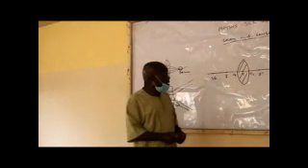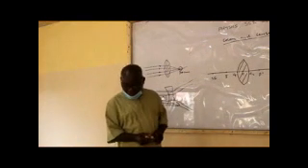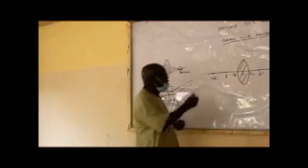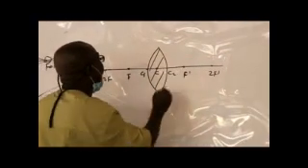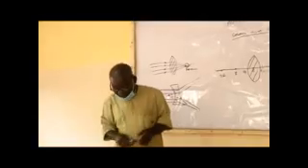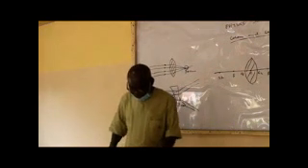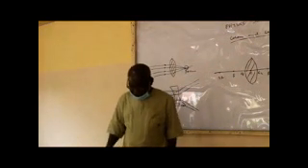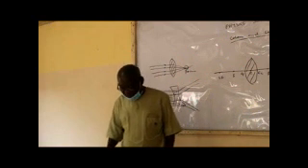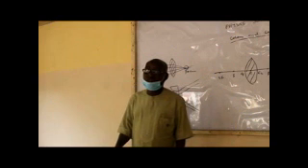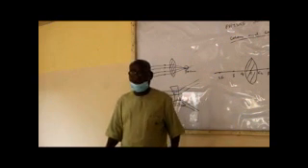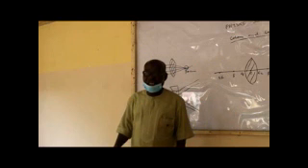Then, principal focus. Here is the principal focus, capital F, for this face. Here is the principal focus for this, capital F. So, the principal focus is the point on the principal axis to which all rays parallel and close to the principal axis converge after refraction. So, the point they converge after refraction. This is for a converging lens.